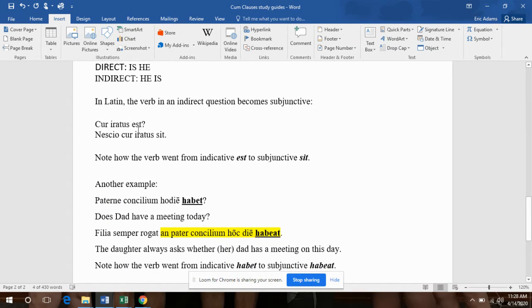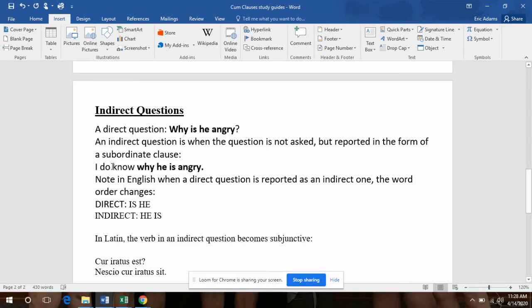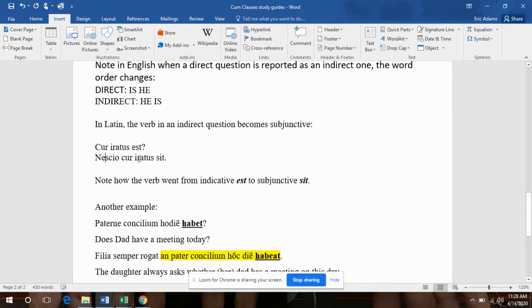Now, here it is in Latin. Cur iratus est? Why is he angry? And here we went with the question, I don't. So let's go ahead and fix that. There we are. Nescio. I could easily fix it in Latin the same way. Just simply go, scio, I do know, but we'll go with nescio. I do not know cur iratus sit, why he is angry. Note, in Latin, unlike in English, word order means nothing. But here, what we did is we took the indicative est, he is, and put it in the subjunctive, which we remember, sim, sis, sit.